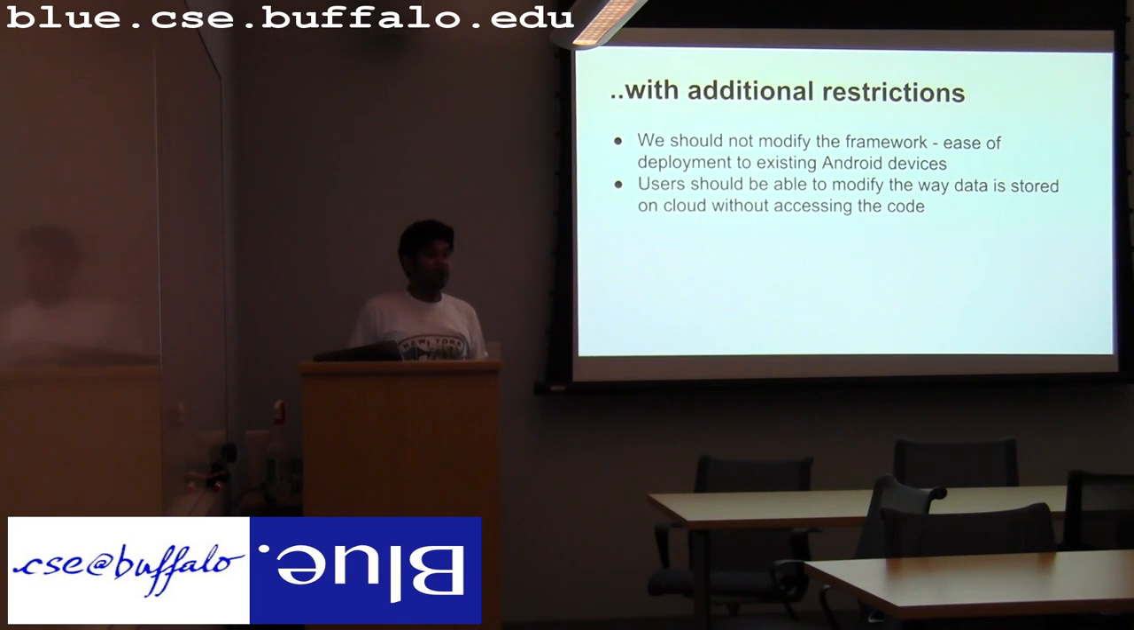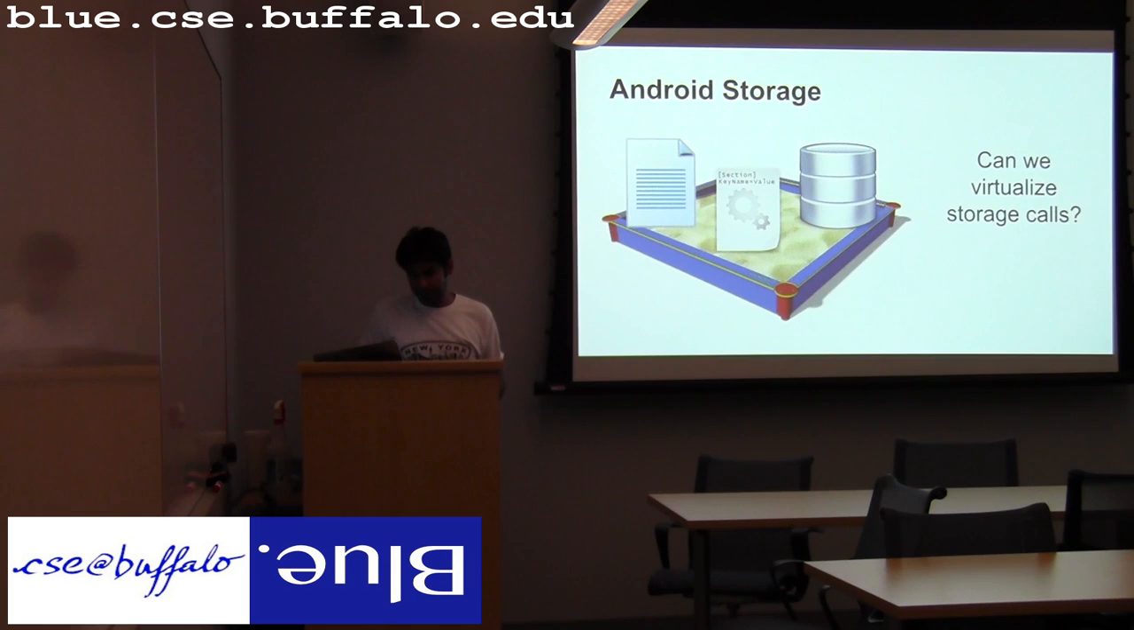And we want to do this without accessing the source code. This is not just a tool for the developers. We also want this to be used by users. The assumption is users do not have access to the source code, so we want all the features to work even if the user does not have access to the source code. And the system should work with existing apps, that is, it should have backward compatibility.